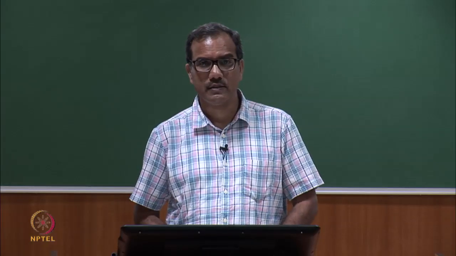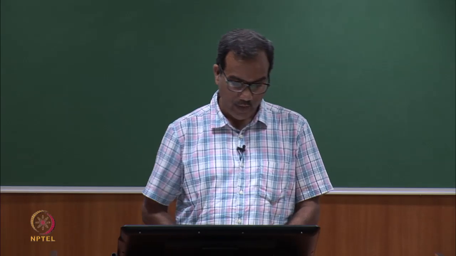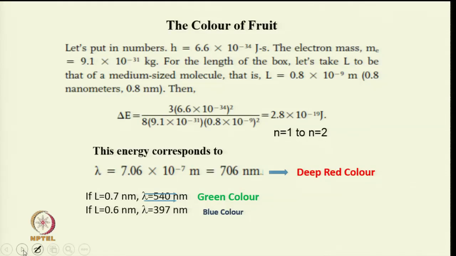Now, we can discuss why our chair is red and a blueberry is blue. This kind of question we will now be able to answer. So, let us discuss why a certain fruit color is red and a certain fruit color is blue.